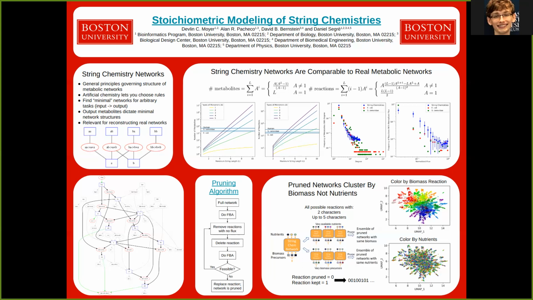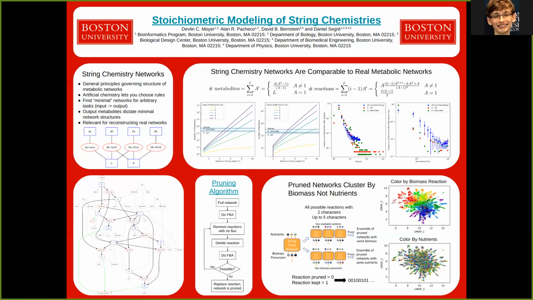So we devised what we call the pruning algorithm. We take a universal network of all reactions. We do FBA on it to assign fluxes to all of the reactions in this network. We remove all the reactions that FBA did not assign a flux to. We find the remaining reaction that has the smallest assigned flux, delete it, do FBA again, and see, can we still accomplish our metabolic task? Can we still produce our biomass precursors from our food source?